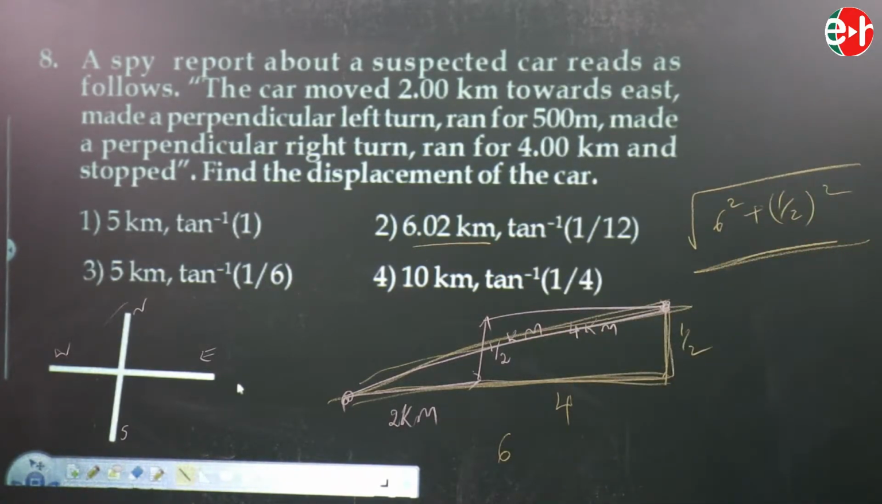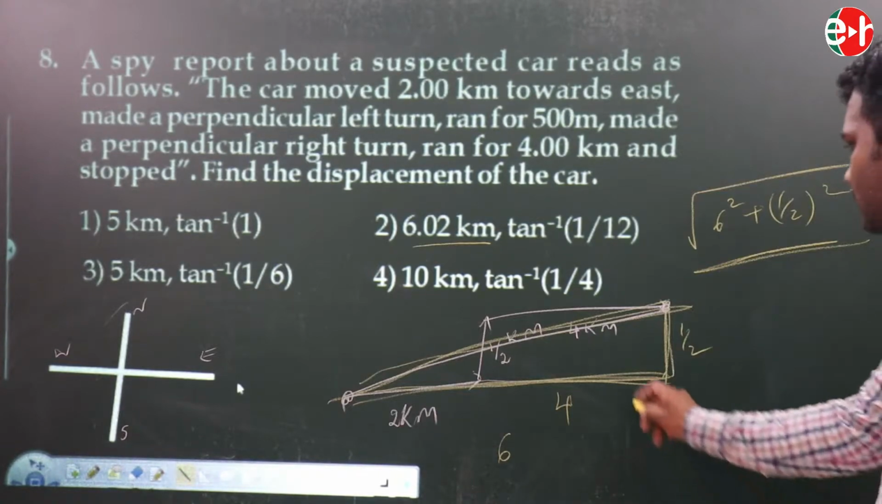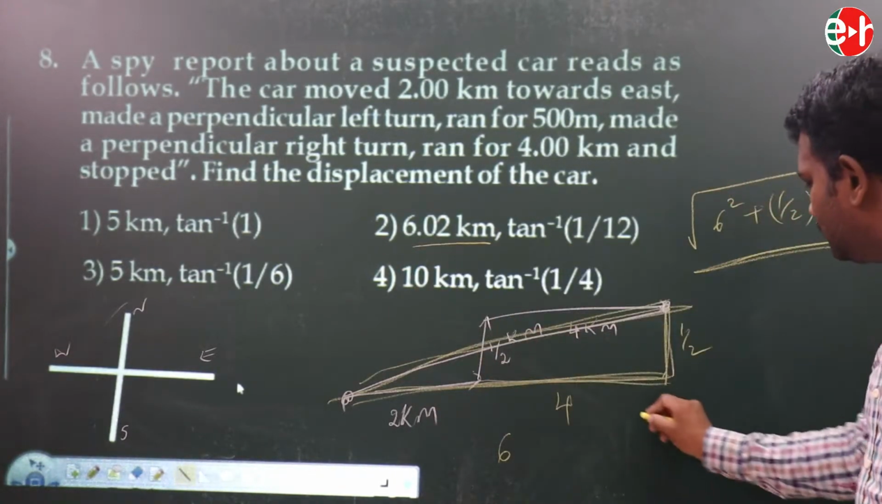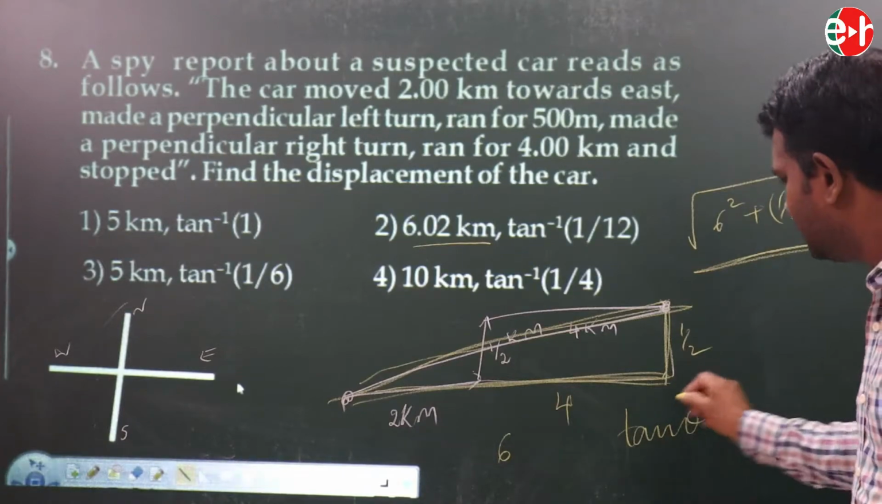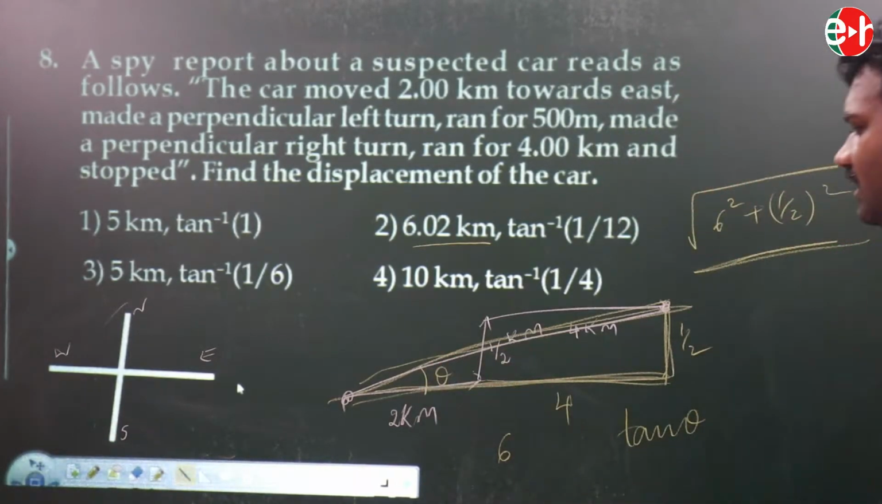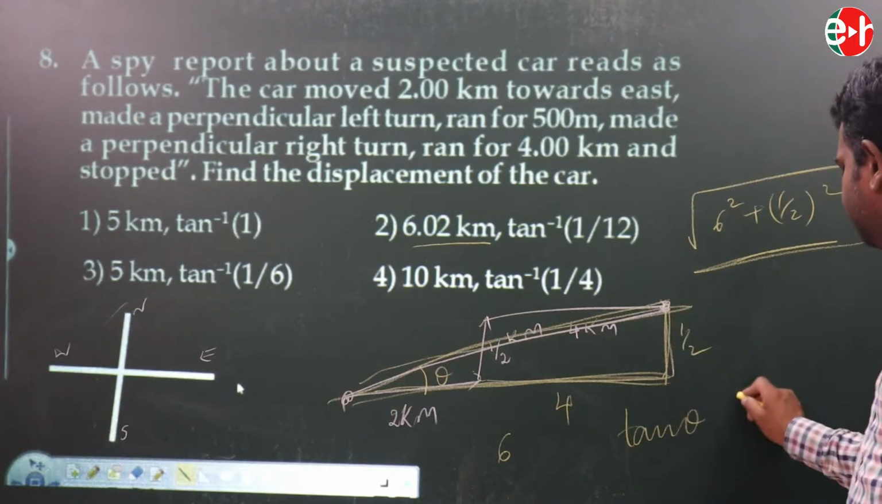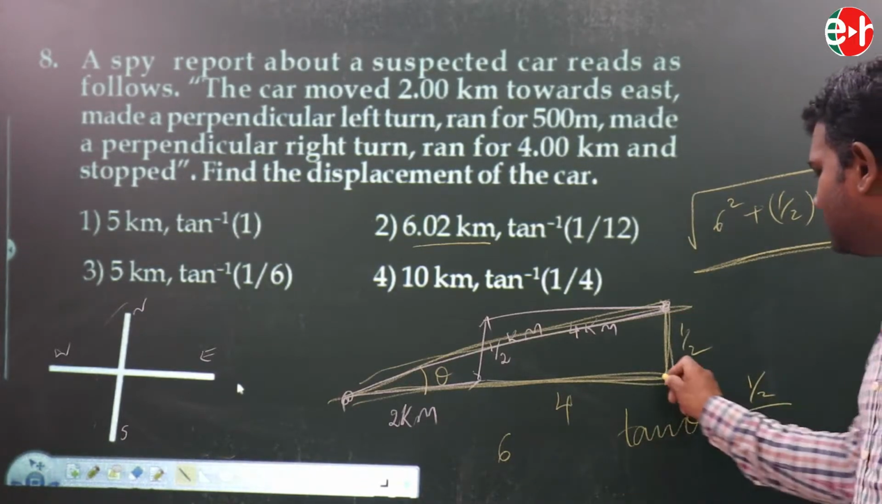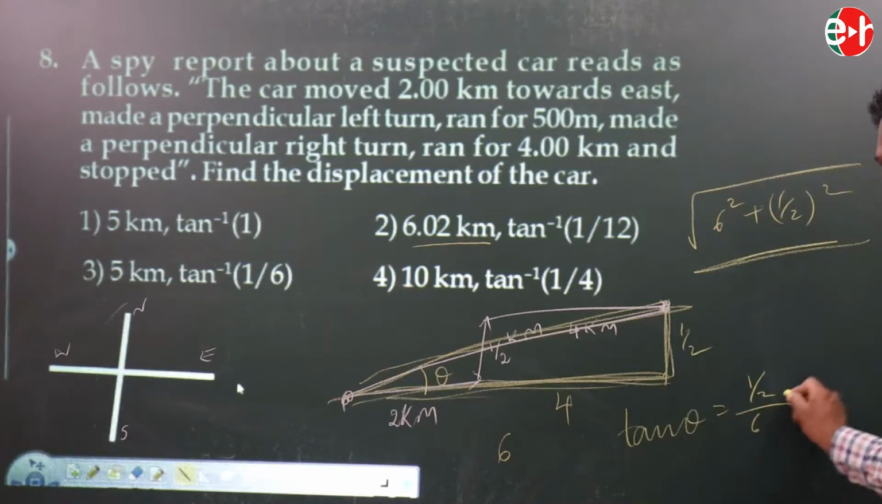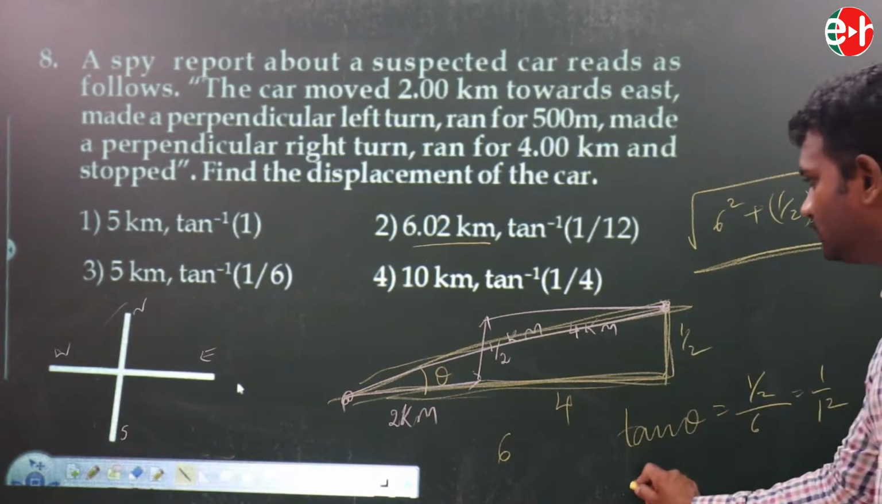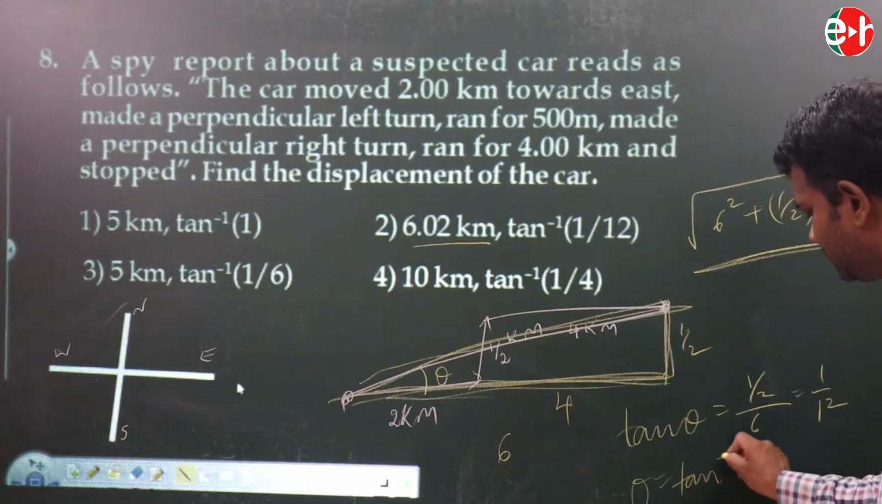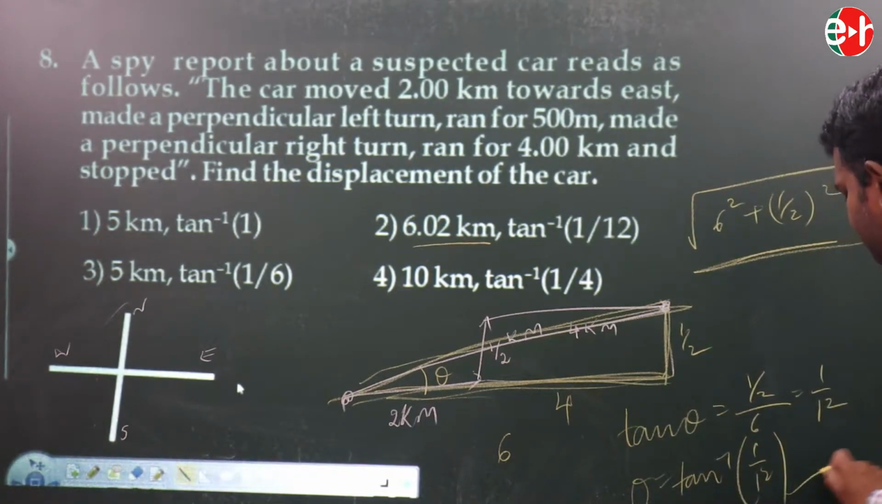However, now he is asking us to find the direction also. So he gave the direction in terms of tan. So let us use tan theta. If this is theta here, tan theta equal to how much? Opposite by adjacent. So opposite is 1 by 2, by adjacent is 2 plus 4, 6, which is equal to 1 over 12. So theta is equal to tan inverse 1 over 12. So this is tan inverse 1 over 12. Is it clear?